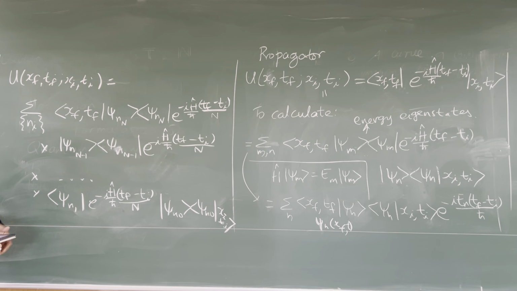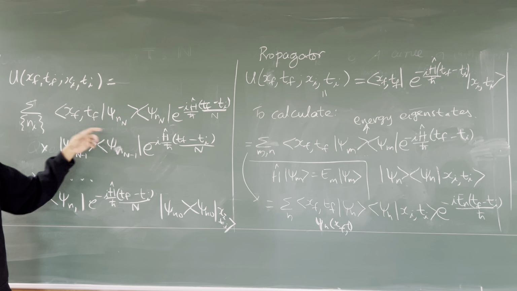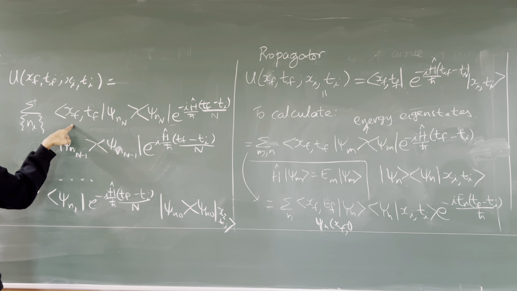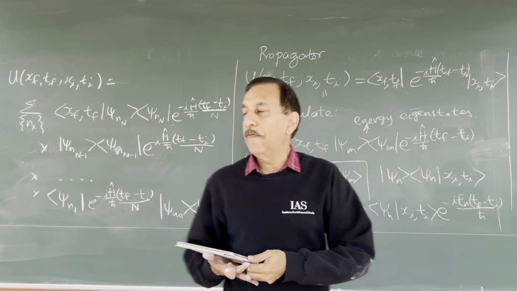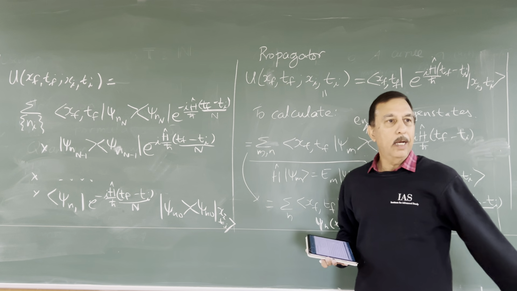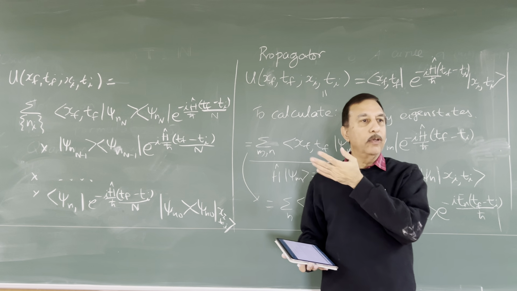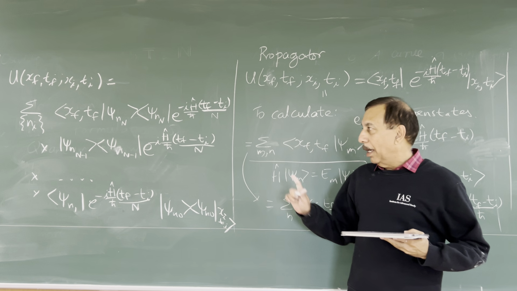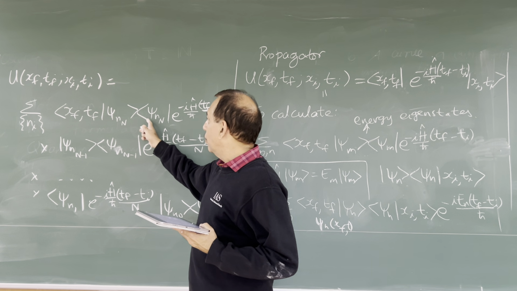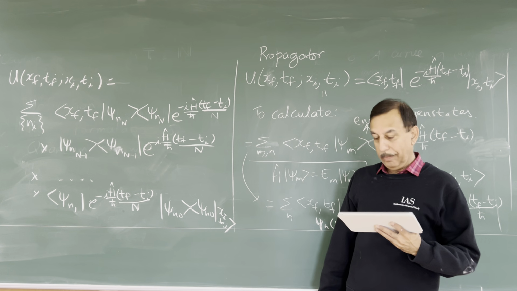Then again I evolved by that 1/N of the full time interval, then I inserted another one, and I went on until I insert the last one, and then of course I have my position eigenstate at the end. So I've done something which is not wrong. This is the formula, iterating the original formula. It says that U of xf tf xi ti is the product of U's of 1/N of the interval integrated over all the intermediate points. Okay, but not exactly. What I did was to integrate over the intermediate energies rather than points. So I inserted energy eigenstates.